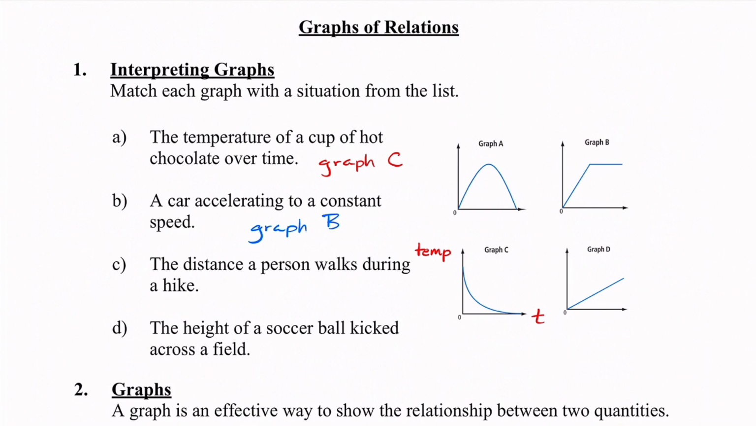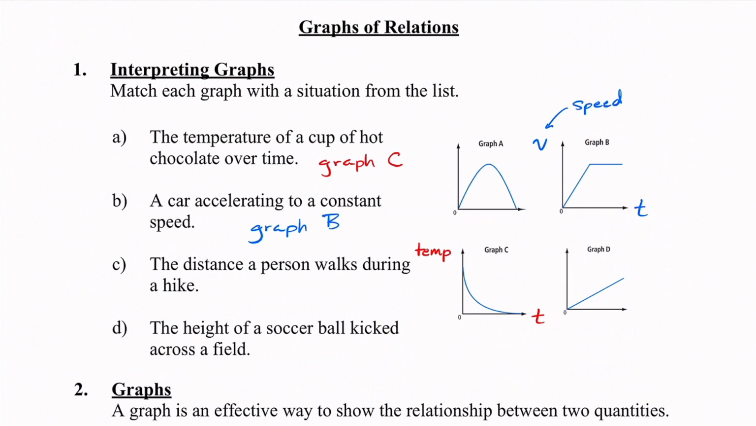And then on graph B, again, I'm going to put this is my time. Time you always put on the horizontal axis. That's that one right there. And then on the vertical axis, I'm going to put V, and V just stands for speed. Okay, the next one, the distance a person walks during a hike.